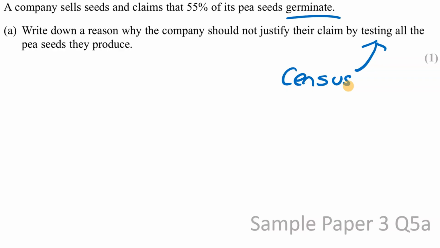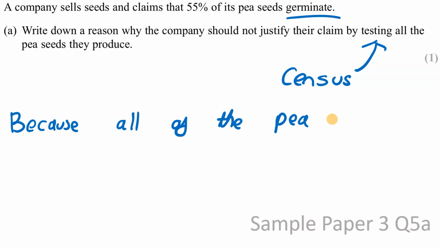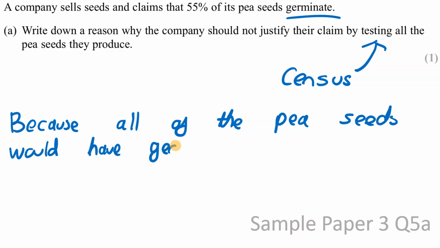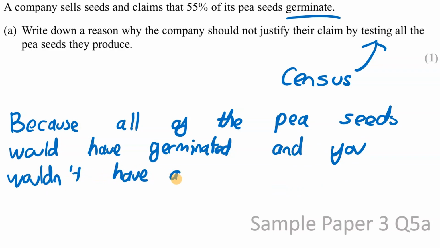If the testing is destructive, you cannot use a census because you will have nothing left over, and this is an example of this. If you were going to test this claim for all of the pea seeds, that means you would need all of the pea seeds to germinate, and you would need them to start to grow, and then you wouldn't be left with any pea seeds at the end to actually sell. They would all have just grown already. So therefore, because all of the pea seeds would have germinated, you wouldn't have any left to sell.